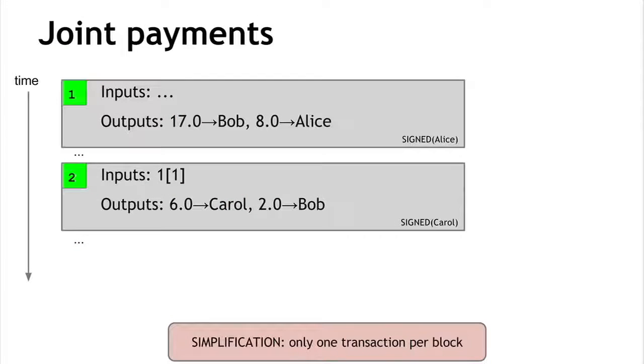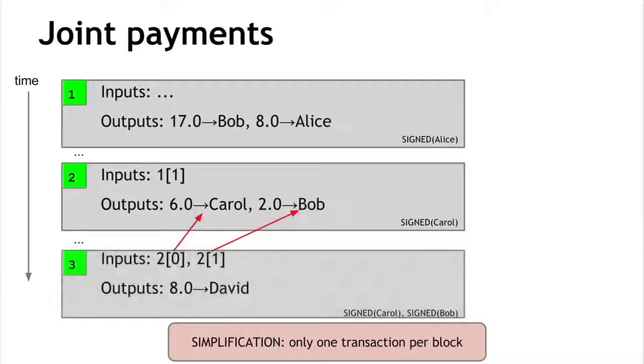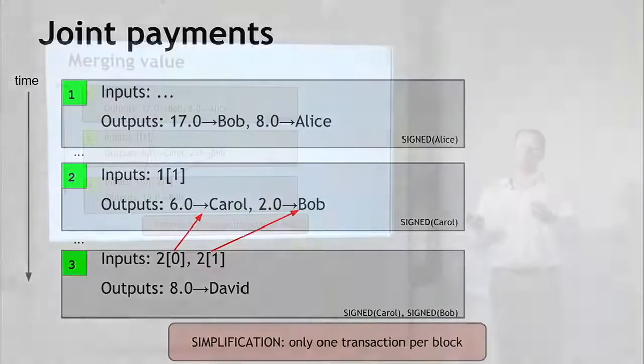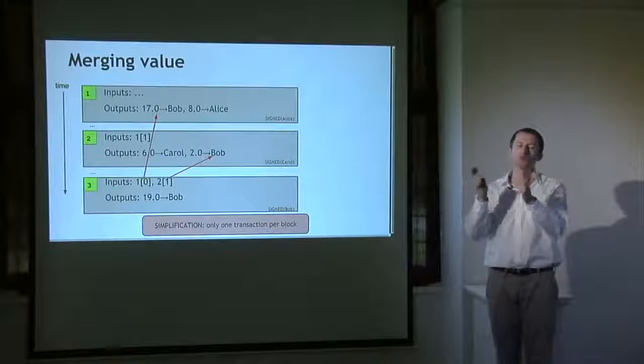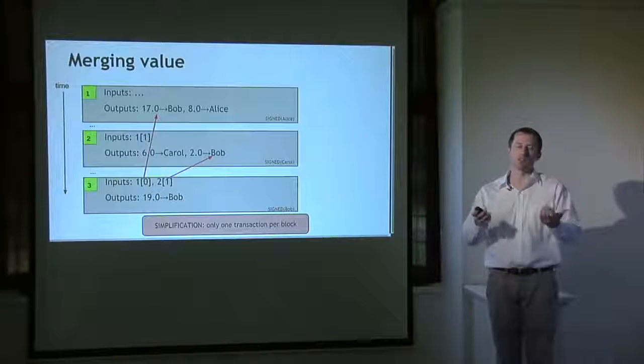So some other things that we can do quite easily here, we can merge value. So let's say there's two different transactions that send some money to Bob, 17 coins in transaction 1 and 2 coins in transaction 2. Bob might say, I'd like to have one transaction I can spend later where I have all 19 coins. So this is pretty easy. You just create a new transaction that has 2 inputs now and only 1 output, so all of those coins go to Bob. And you've combined the 2 previous transactions into one that Bob can then spend later.